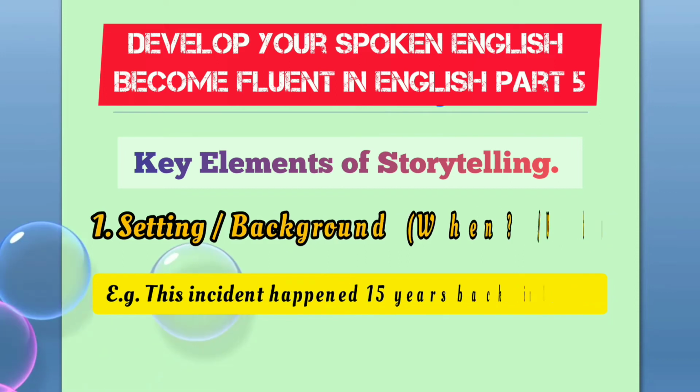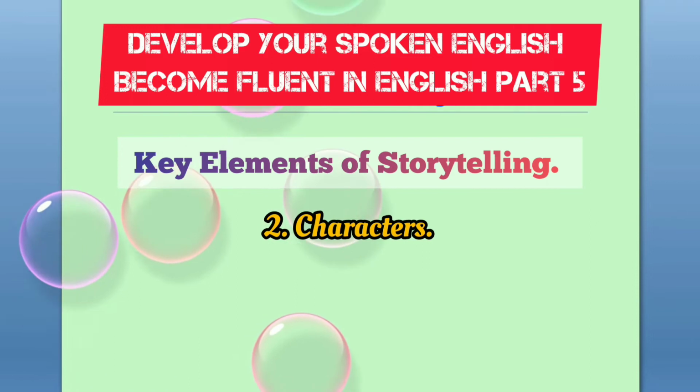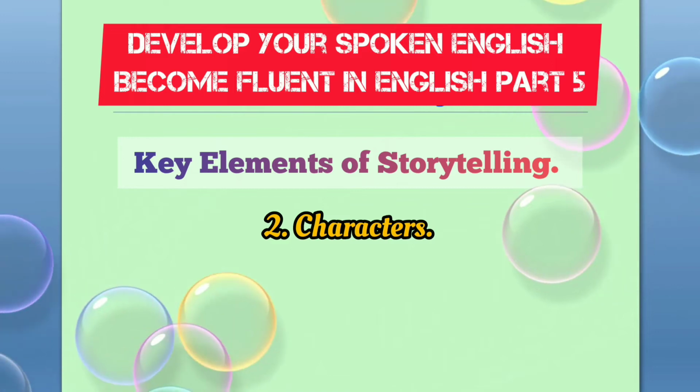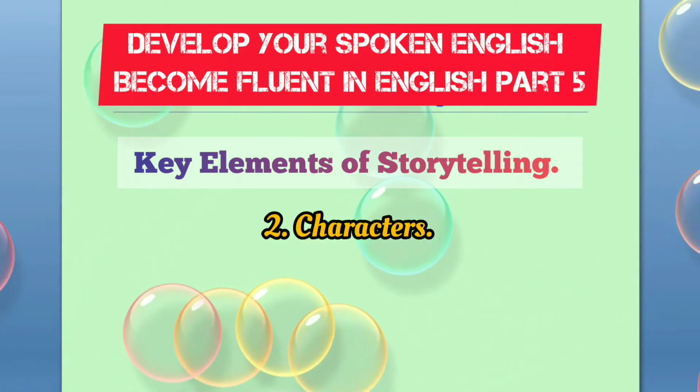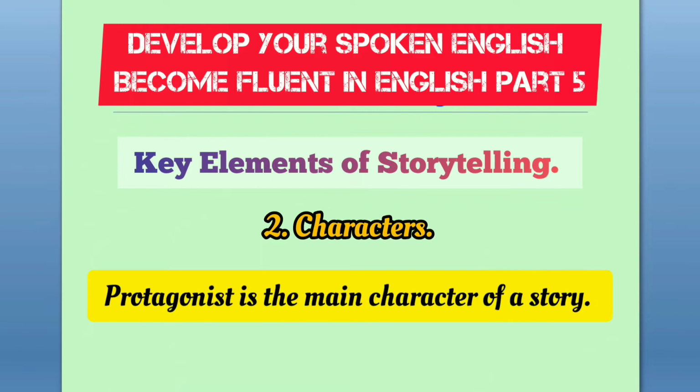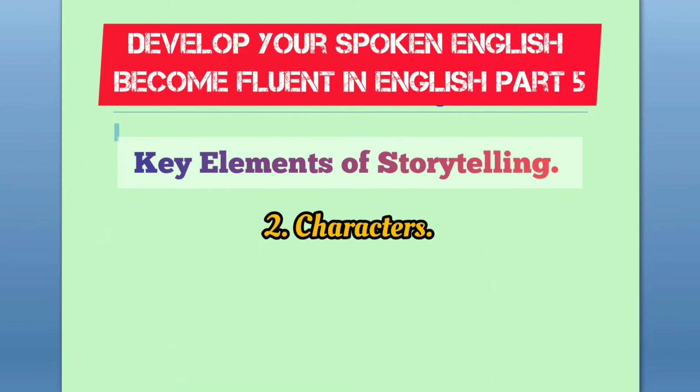Then come characters. As you see, the second important element is the characters of the story. The characters are important because you need characters to narrate a story. There can be a central character, the main character of a story, who is called a protagonist, and there can be an antagonist also, who is just a villain, right? And apart from that, there can be multiple other characters, so you need to introduce some characters. You can be a character in your own story also, so characters are important, so you need to introduce characters in the story.